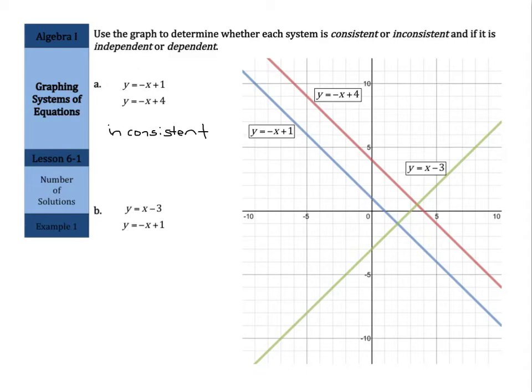Our second one, y equals x minus 3 and y equals negative x plus 1. y equals x minus 3 is the green line, and y equals negative x plus 1 is our blue line, and it looks like they have exactly one solution. Since they have exactly one solution, not only is it consistent, where we have a solution, remember consistent can be one solution or infinite solutions, we can also describe this as being independent, since there's exactly one solution right there. For it to be consistent and dependent, it would have to be the same line.